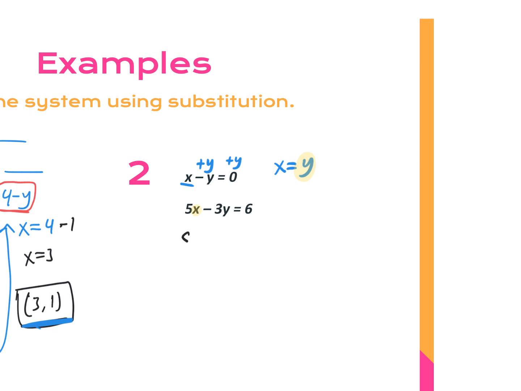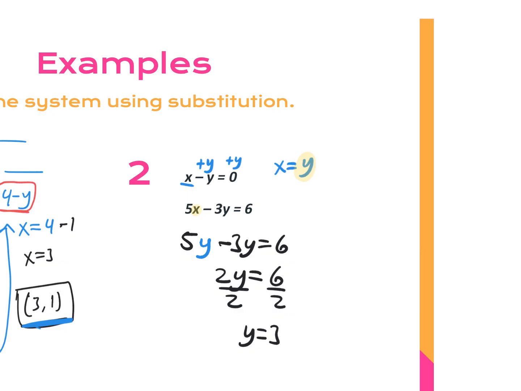So this is going to get us 5 times y minus 3y equals 6. And then 5y minus 3y is going to get you 2y. So I get 2y equals 6. Very simple algebra, so we get y equals 3.